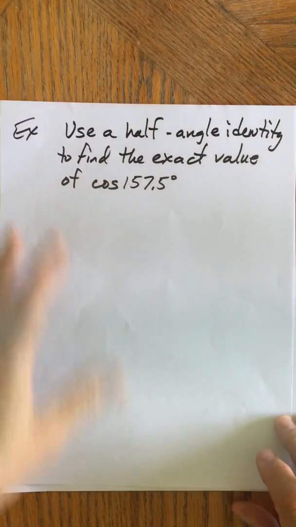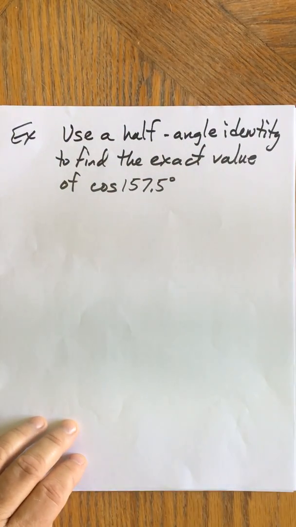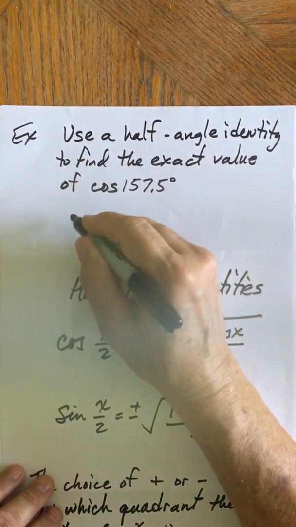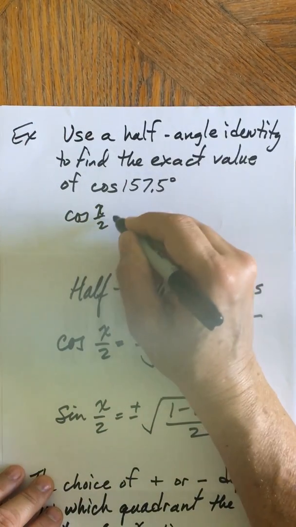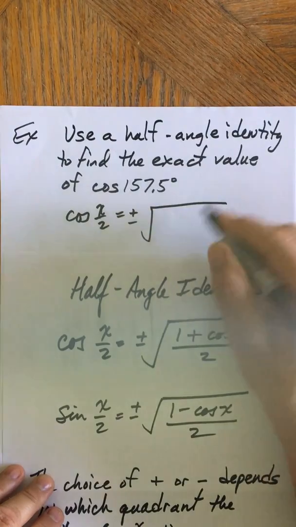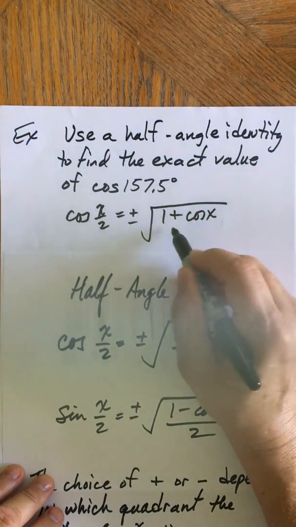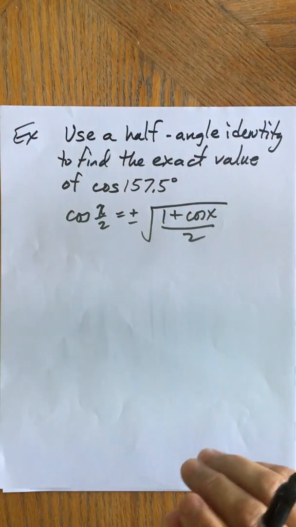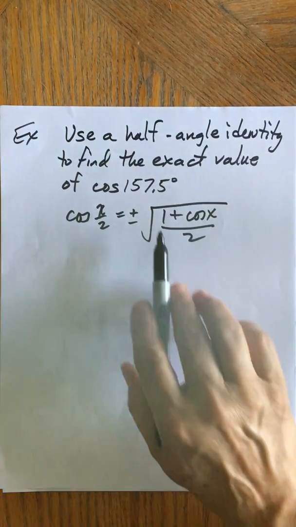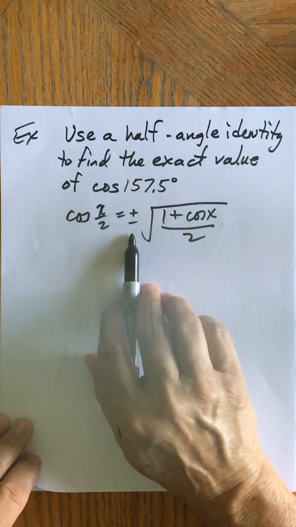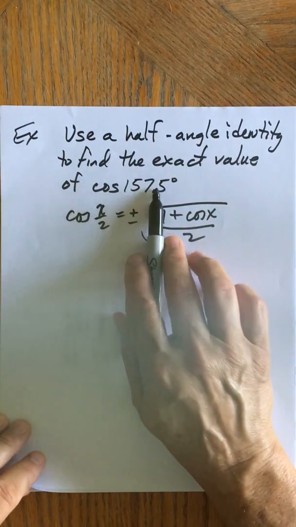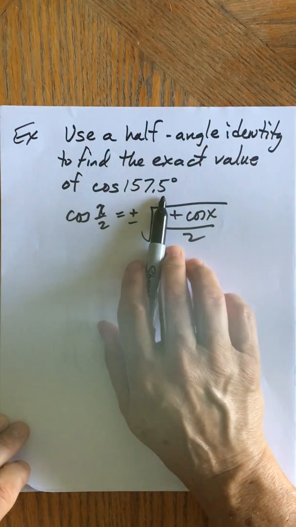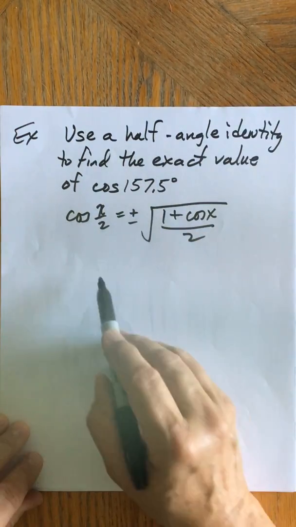We're going to use the half angle identity now to find the exact value of cosine of 157.5 degrees. So again, we're going to use this formula now. Cosine of x over 2 is equal to plus or minus square root of 1 plus cosine x all over 2. First of all, the choice of plus or minus depends on where the half angle itself, which is the 157.5, is. What is the cosine of that? Is it positive or negative?